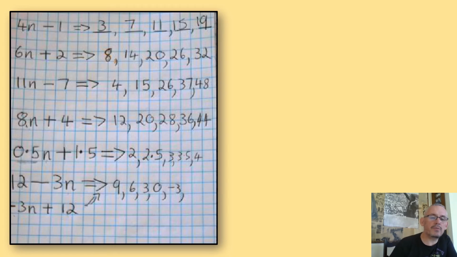Draw your attention to this one down here. When you get a chance, 12 minus 3n could be written as minus 3n, add 12. Minus 3 times table: minus 3, minus 6, minus 9, and then adding 12 each time.